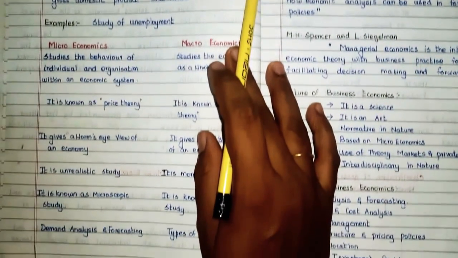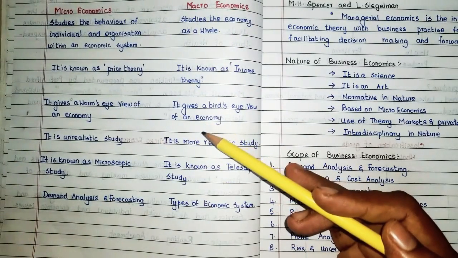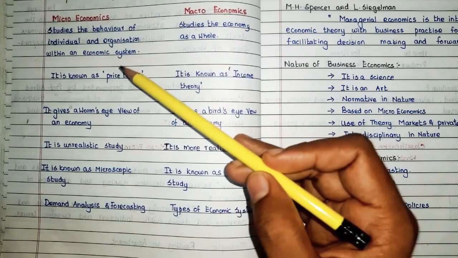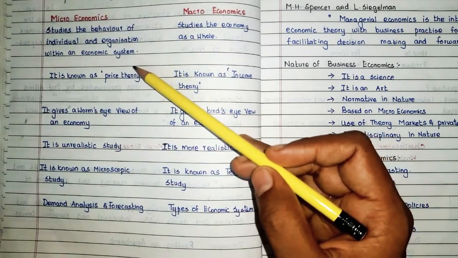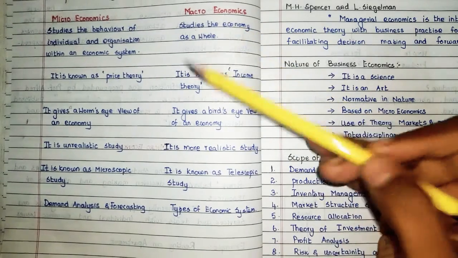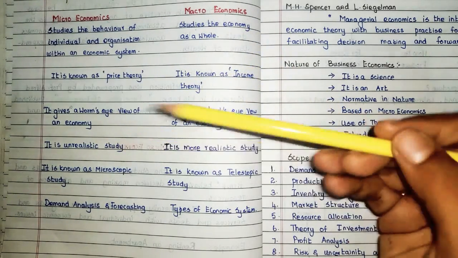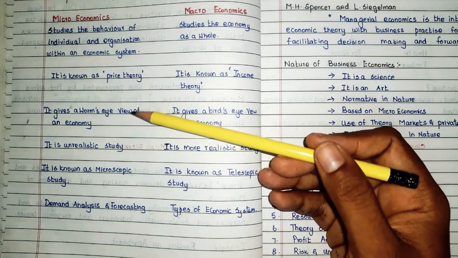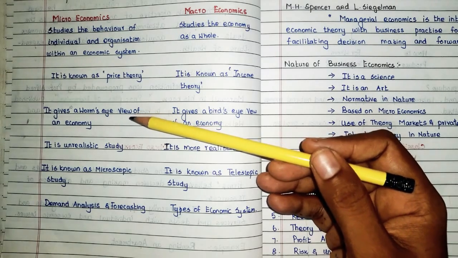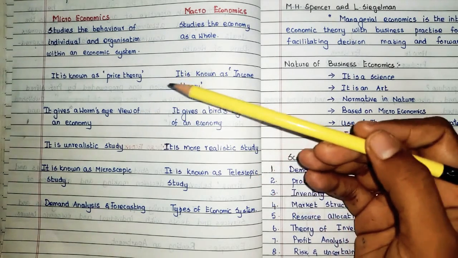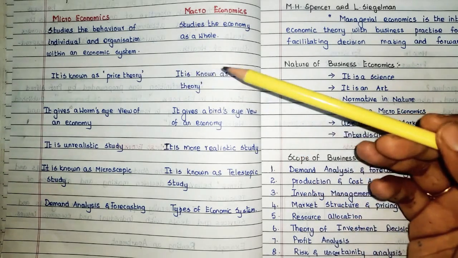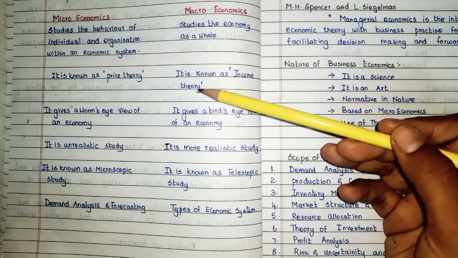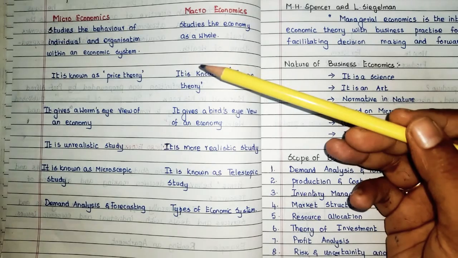Here I have given some differences between macro and microeconomics. Microeconomics studies the behavior of the individual and organization within the economic system, and macroeconomics studies the economy as a whole. I have already discussed what microeconomics and macroeconomics are. Macroeconomics involves the study of aggregate factors such as employment, inflation, gross domestic product, and evaluating how they influence the economy as a whole.